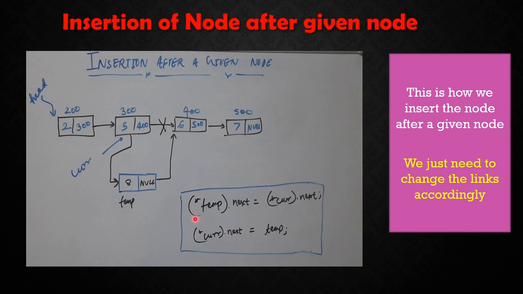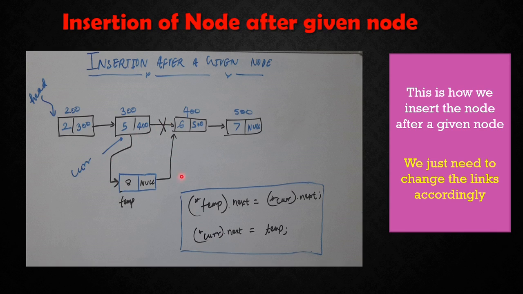The changes I'm going to make are, first, *temp.next, that means the address part of the node with value 8, will be updated to *current.next. Current is pointing to the node with address 300, and the value of *current.next is 400. So this part will get updated with the value 400, and hence we'll get this link. After that I also need to remove this link and make this link.